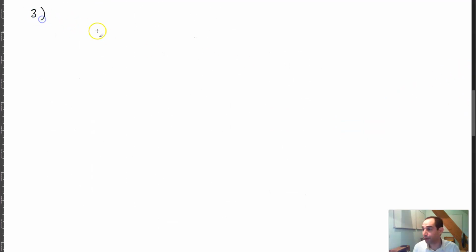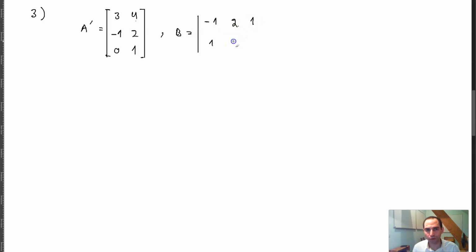Now question number 3, we have if A prime is equal to 3, 4, -1, 2, 0, 1, and if B is equal to -1, 2, 1, 1, 2, 3, you want to verify that A plus B whole prime is equal to A prime plus B prime.